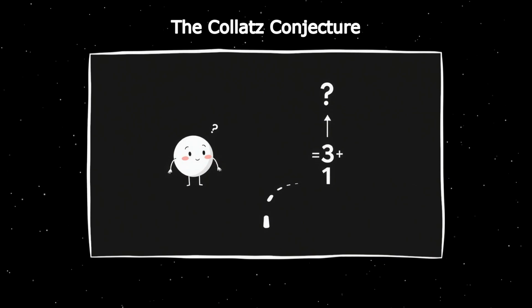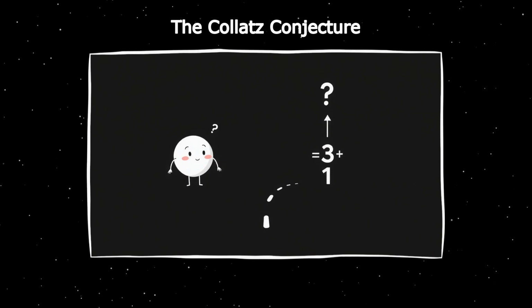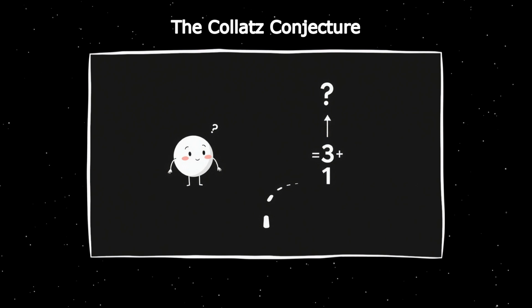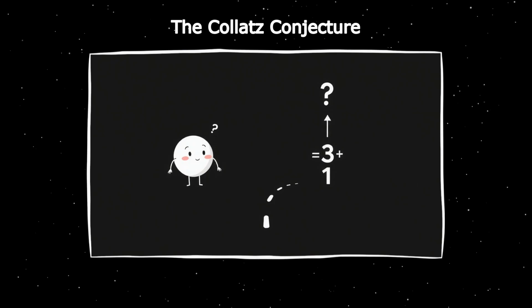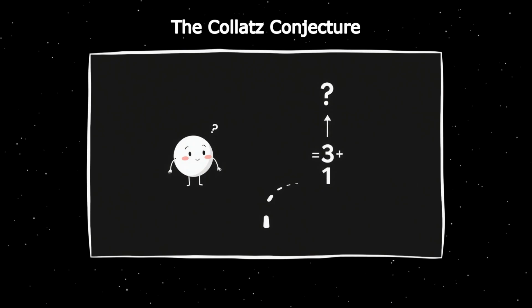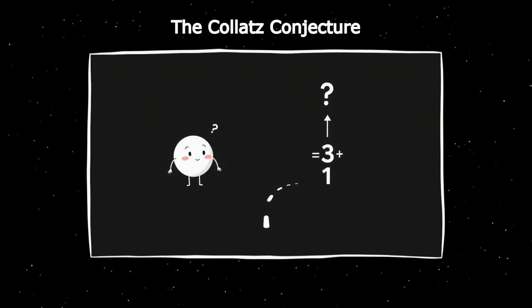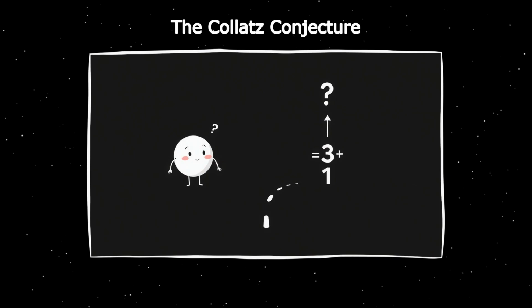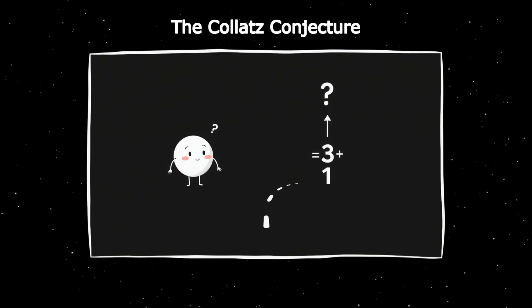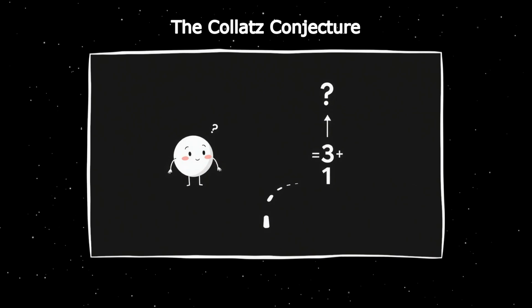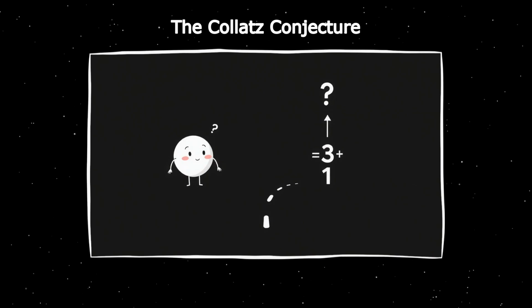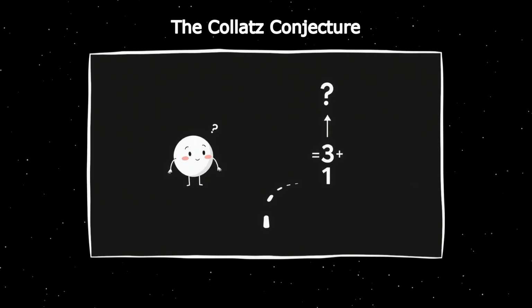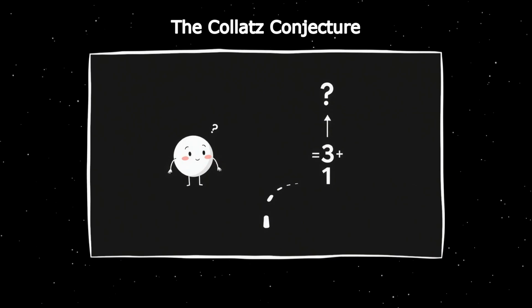However, this is where the mystery lies. While numerous positive integers have been tested, showing that they do converge to 1, there's no formal proof that ensures all positive integers will behave the same way. The lack of a comprehensive solution adds a compelling layer to the conjecture. It serves as a reminder of the unpredictable nature of numbers, inviting both theoretical exploration and practical experimentation.